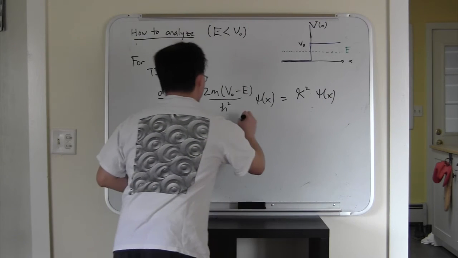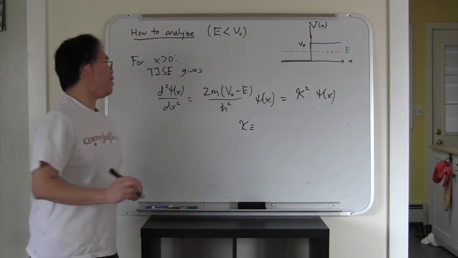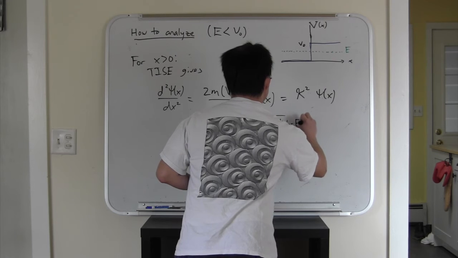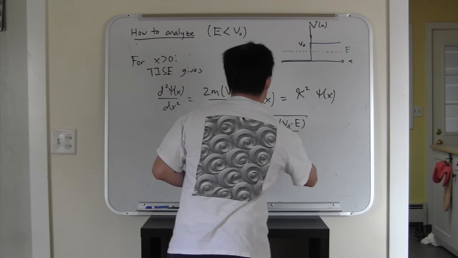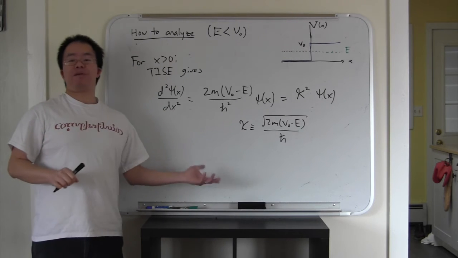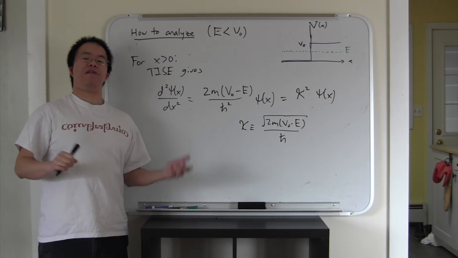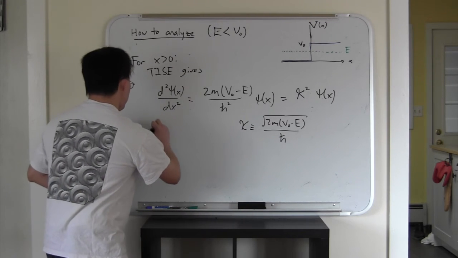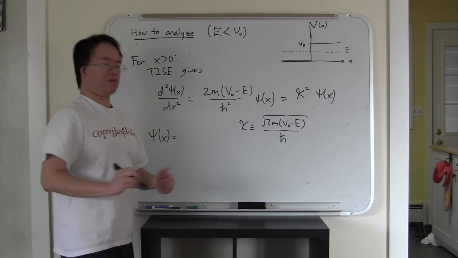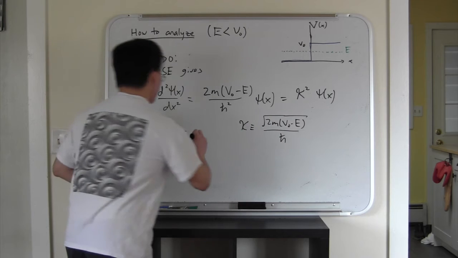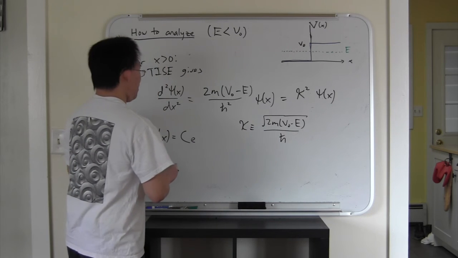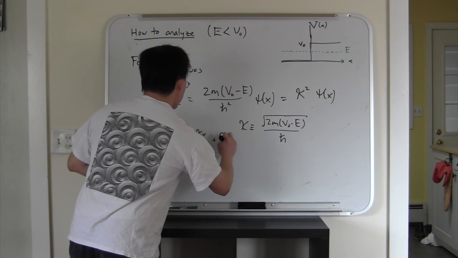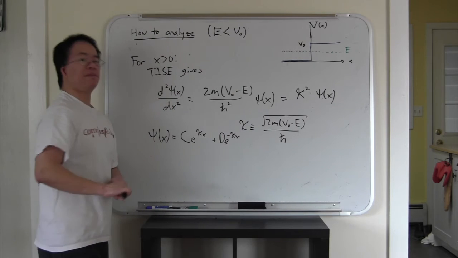with kappa defined as root 2m (V0 minus E) over h bar. Hopefully this looks pretty familiar from what we did to analyze the finite square well. It's basically the same thing. I could now go with that work and write down the general solution. So we have C e to the kappa x plus D e to the minus kappa x.